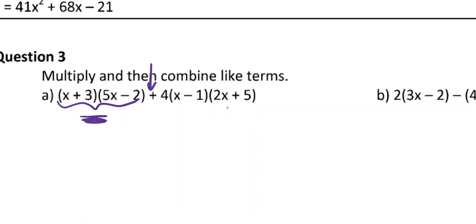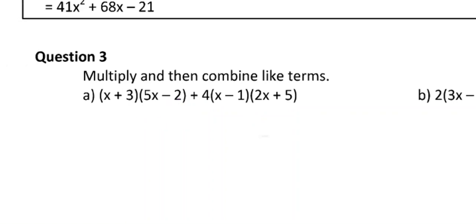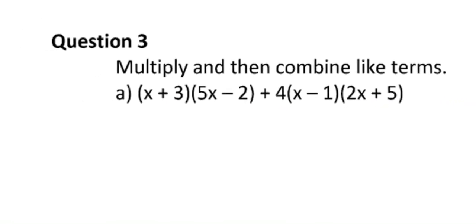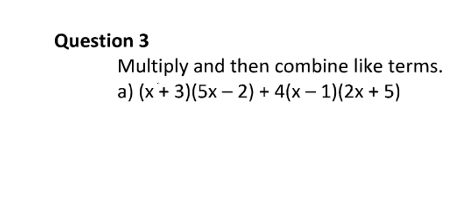So let's do this front part first. Just ignore the second part for a second, and we'll do our rainbow thing here. It's going to be x times that, times that, times that, times that. So the first part, x times 5x. I'm going to give myself lots of room here. That's 5x squared, because x times x is x squared, and then x times negative 2 is negative 2x. So that's my top part of my rainbow done.